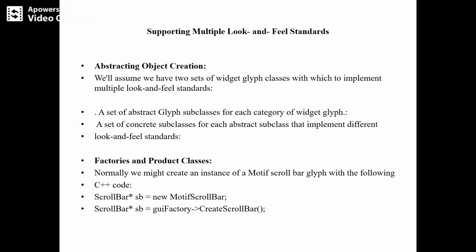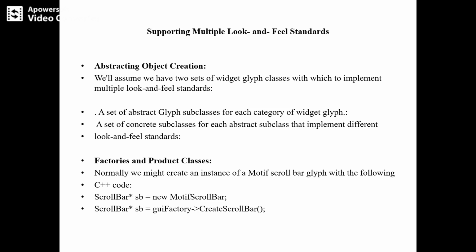Another thing, Lexi needs to determine the look and feel standard that is being targeted in order to create the appropriate widget. So in this case, factories and product classes. For example, we need to abstract the process of object creation. We can achieve that by abstracting object creation. An example we will illustrate meaningfully here: factories and product classes.